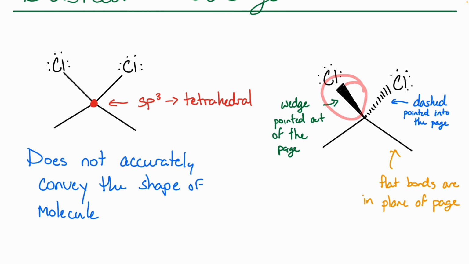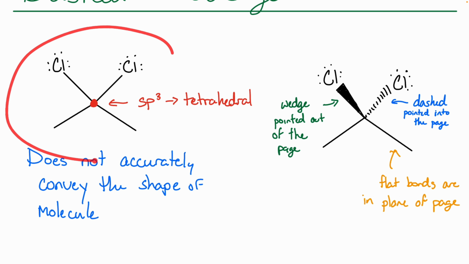The wedge means that it's pointed out of the page, sticking up. The dashed means that it's pointed into the page. So if I took my molecule and laid it down on its side, this is exactly what I've drawn, with my carbons flat on the page, one chlorine pointed up, one chlorine pointed down. So we can use these drawings to more accurately represent the shapes of our molecules. Sometimes we're going to have to use these dashed and wedged bonds to correctly display our molecule. Sometimes we can get away with just our lazy flat bond way of drawing, like we did over here.